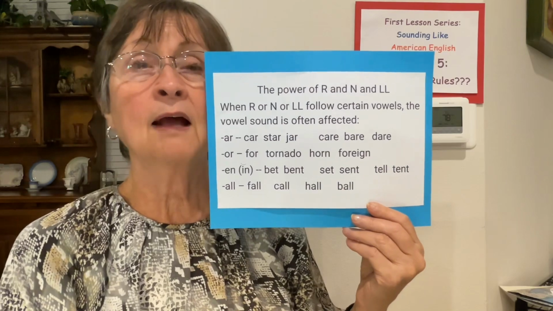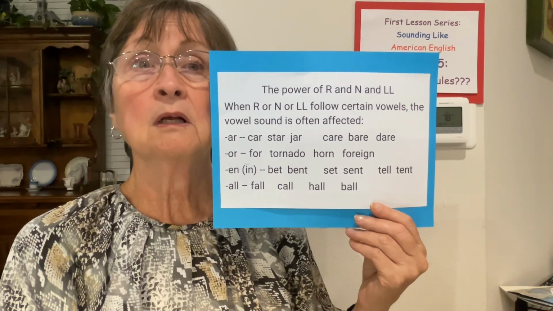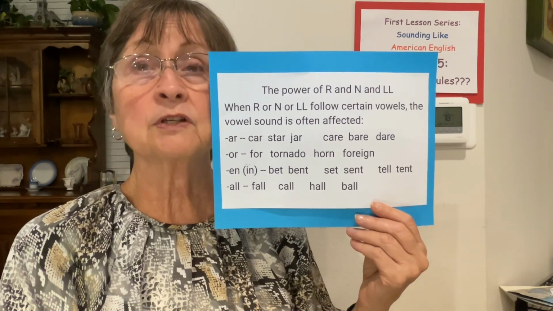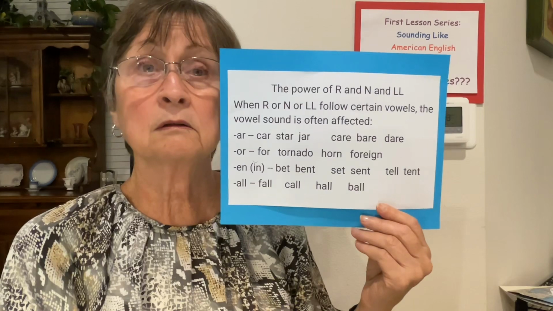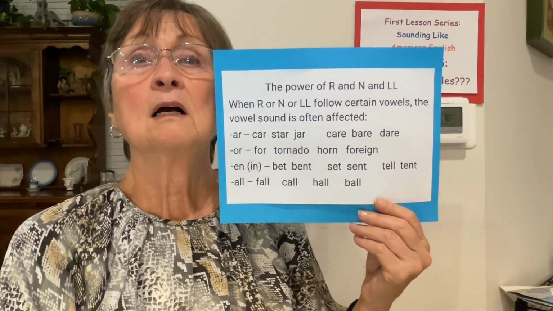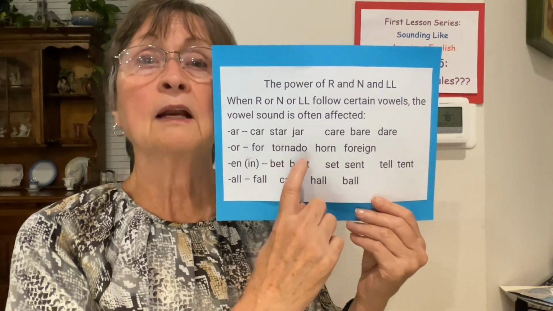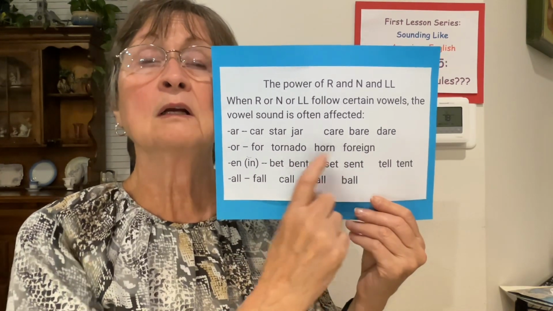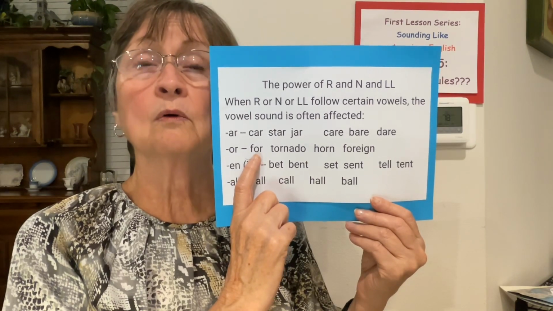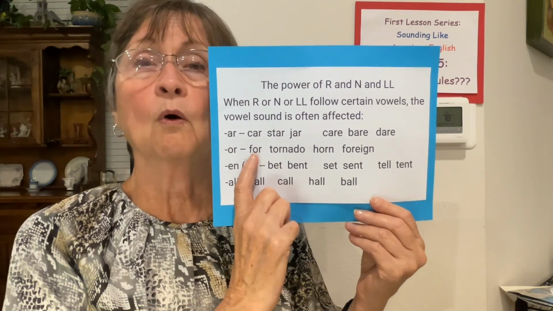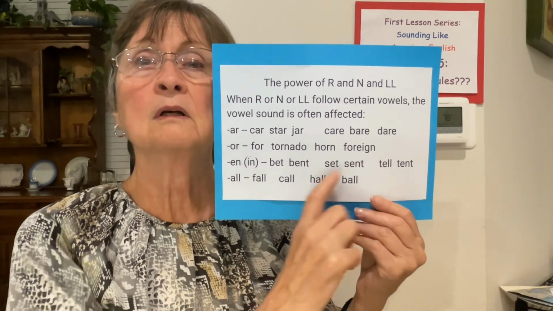If you see an R after a vowel in the same syllable, the vowel is probably not going to say its normal sound because the R influences it. OR, for, tornado, horn, foreign. It's not really a long O, and it's not a short O. Something else. For, tornado, horn, foreign.